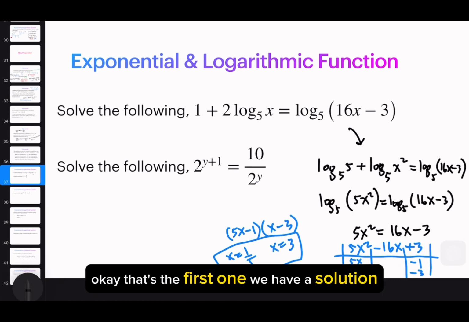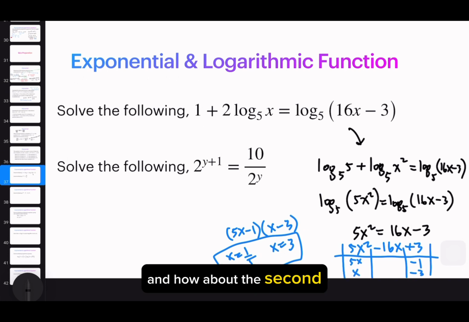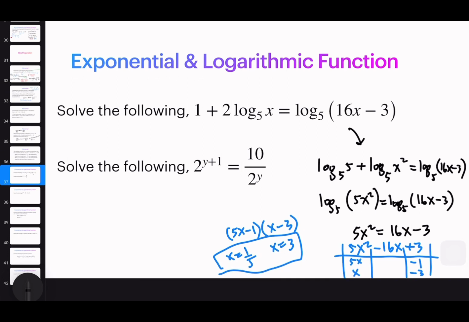Okay, that's the first one. We have the solution. And how about the second question? Any ideas to solve that?